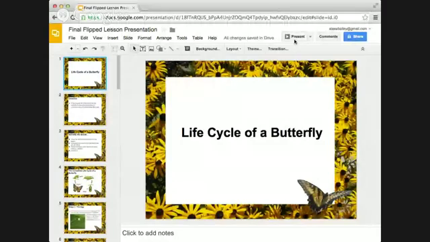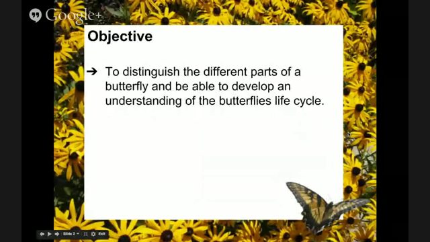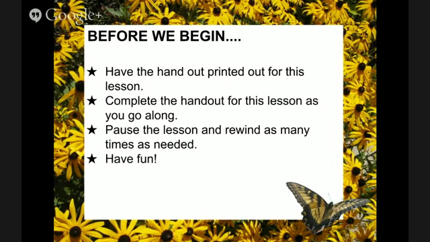Let me just pull up the PowerPoint real fast for you. And if you could please have the worksheet printed out and in front of you for this. Alright, so the objective of this lesson is to distinguish the different parts of a butterfly and to develop an understanding of the butterfly's life cycle. Before we begin, please have the handout printed out like I said before, and complete the handout for this lesson as you go along with it. You are more than welcome to pause the lesson and rewind as many times as needed.